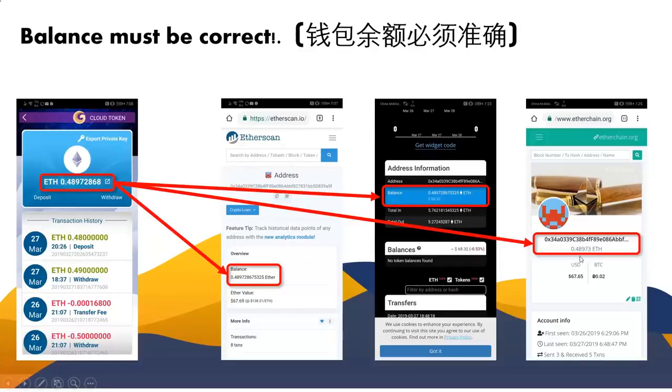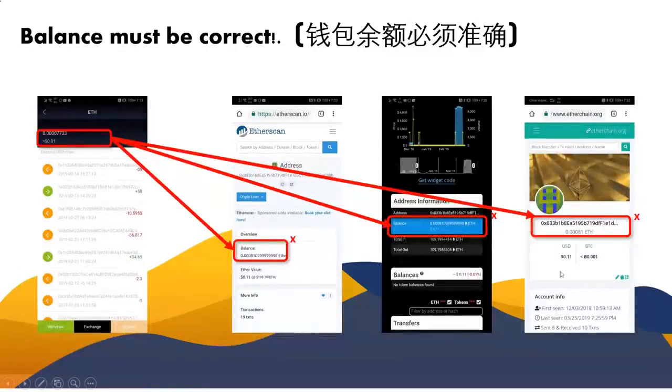So it's 48973, because it's 8 here, so they rounded up to 3. Now you look at all this, so we know that this address's balance is actually on chain itself. But for some other centralized wallets, the balances are not the same. It's because what they show you is actually not on the chain, but from the database.